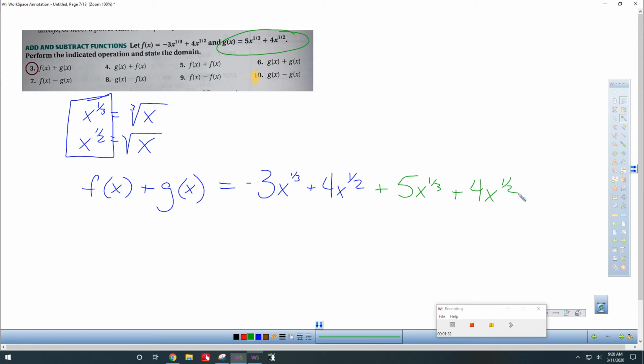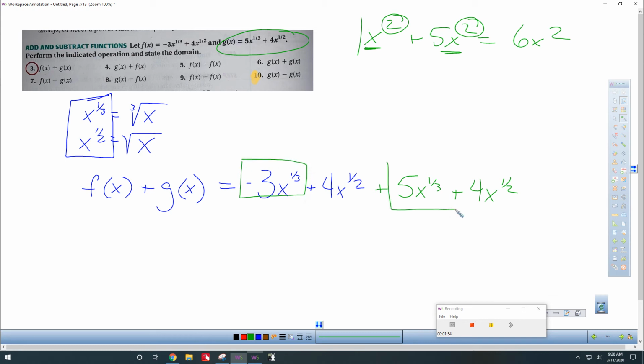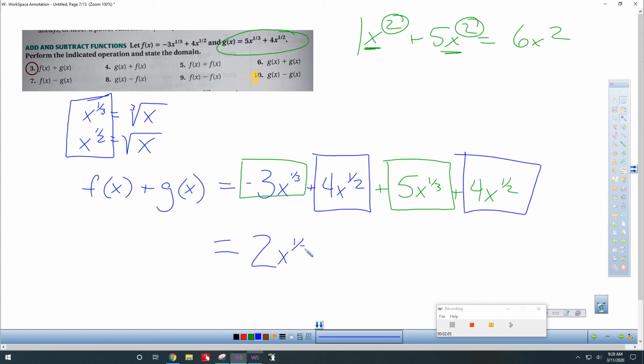Okay, well, how do we add? What's x squared plus 5x squared? Well, that's a 1. That's 6x squared. So notice, we can add things with the same variable and the same exponent. So that's what we're going to do now. We're going to take this one and combine it with this one, and then we're going to take this one and combine it with this one. And our final answer will be negative 3 plus 5 is 2, and 4 plus 4 is 8. And that's how you do that one, okay?